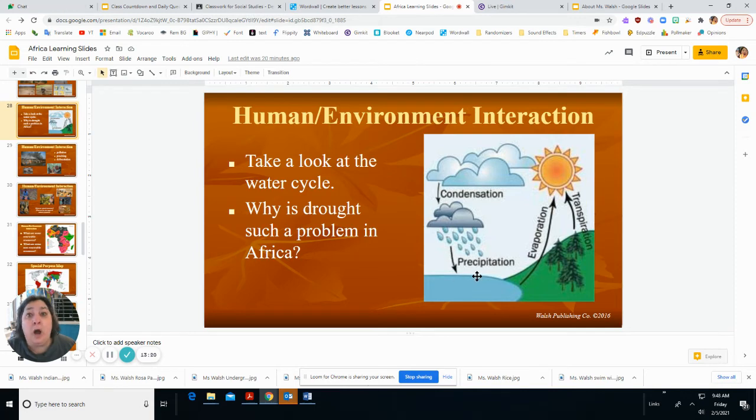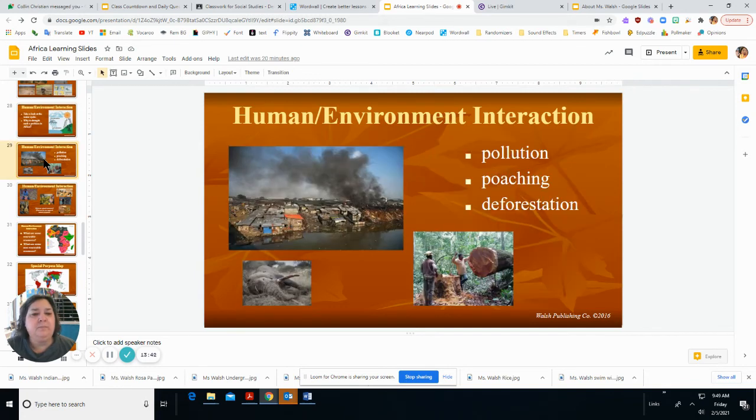Well, if you have no water down to evaporate, then it can't condense and then it can't fall. So the problem with the water cycle is there has to be water within the cycle. And that's the problem in Africa, is there's so little water that it takes so long for it to evaporate and condense and come down that they're not getting the kind of rain that they need to keep their crops and their animals alive.